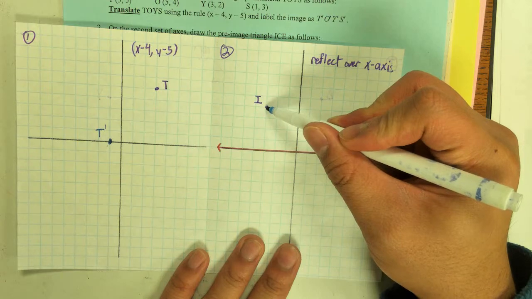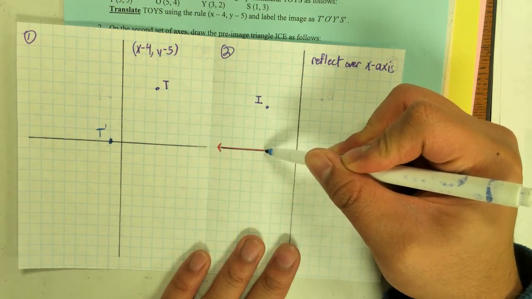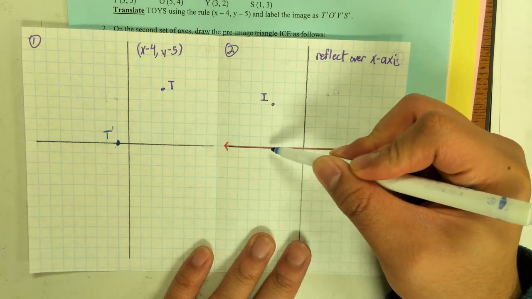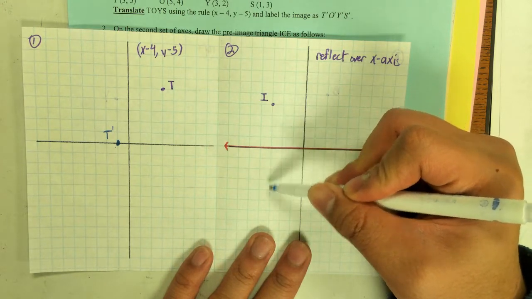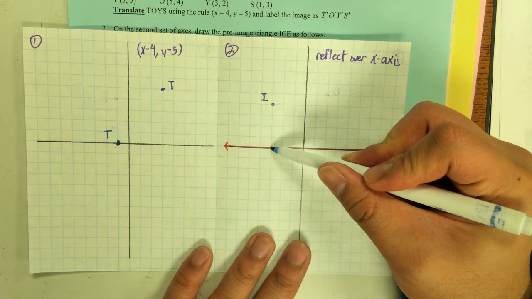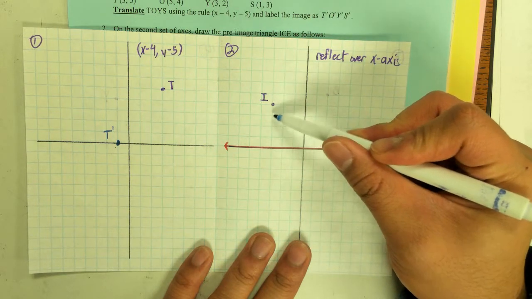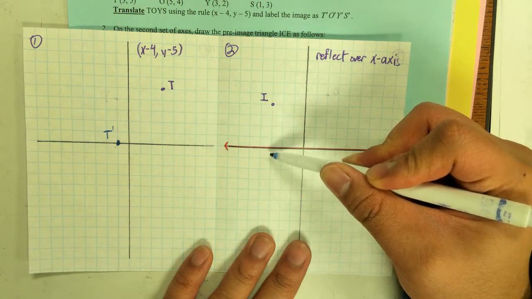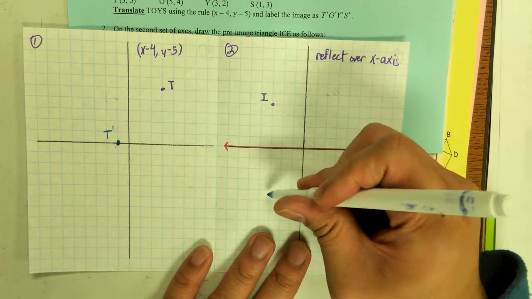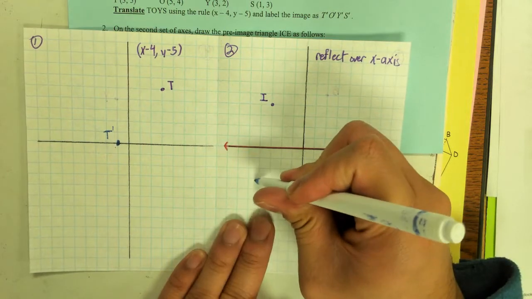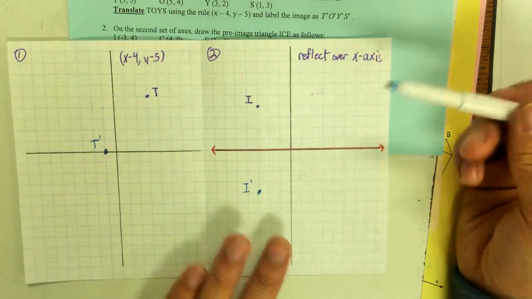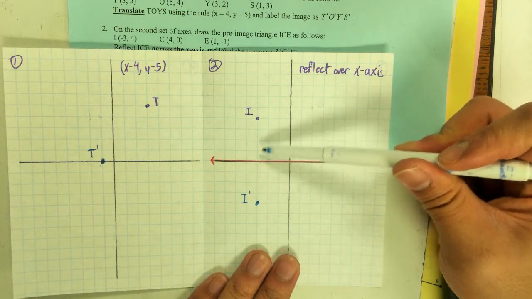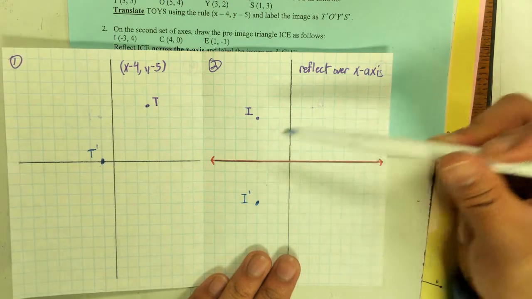So here's what I mean by that. Going from I straight down to the red line is 4 units. So if it's 4 units above, that means a reflection needs to go 4 units below. So from the point I, that's 1, 2, 3, 4 units. There's your line. Then you go 1, 2, 3, 4 to find your I prime. So this is a reflection over the x-axis. 4 units this way and 4 units this way.